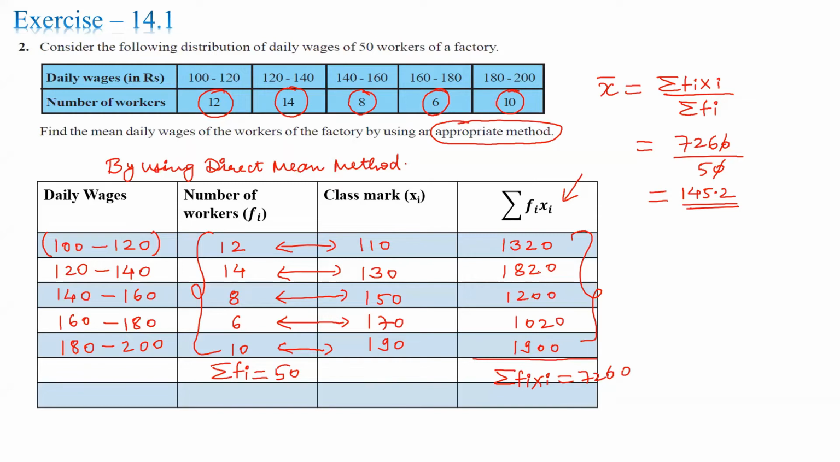Okay. See, when you are applying the direct mean method, you should also try to do the same question with the help of the assumed mean method. Now, this question again we will do by the assumed mean method also. Our mean came 145.2. Same question we will do by the assumed mean method also now.